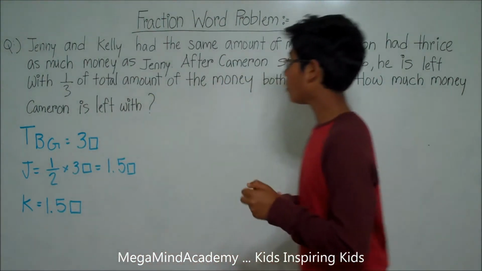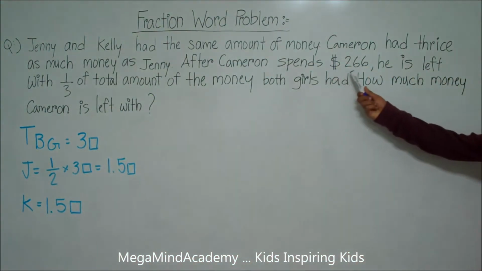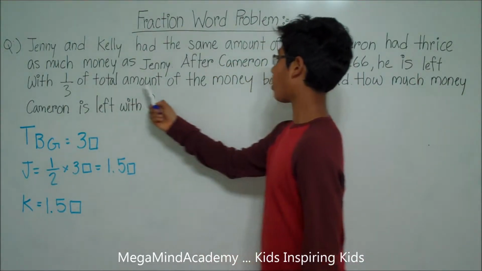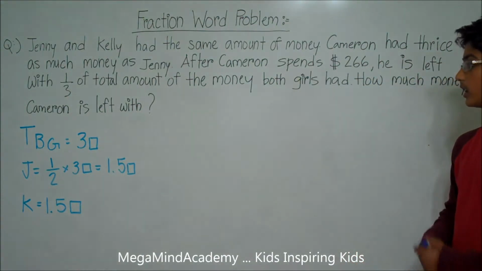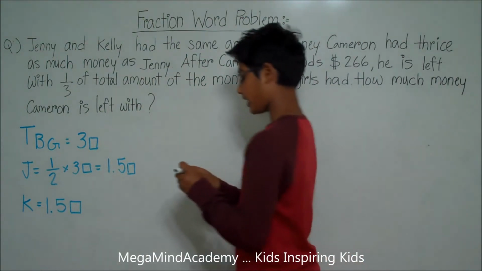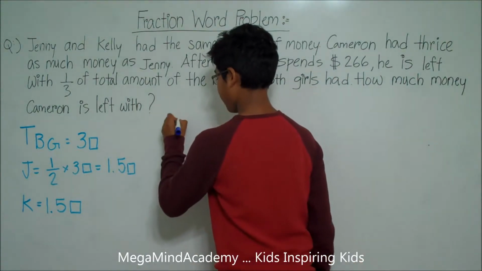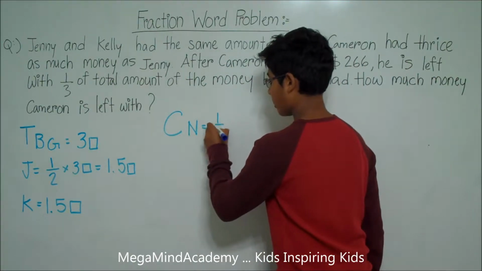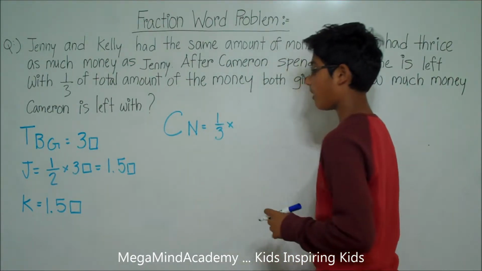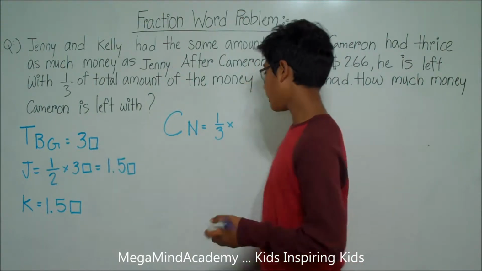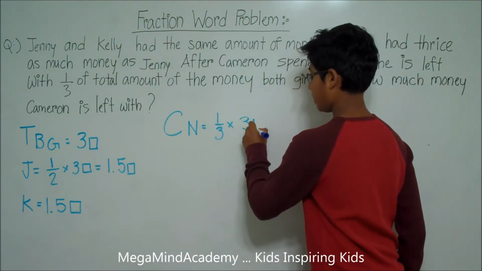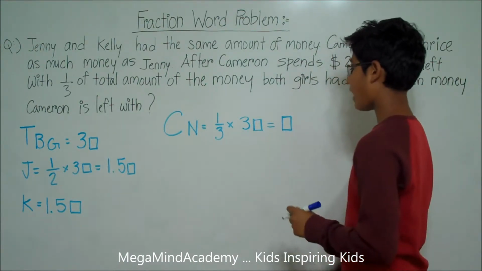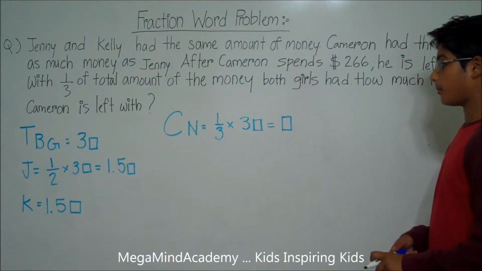Now, we know that after Cameron spends $266, he is left with 1/3 of the total amount of money both girls had. So, let's find out how much money Cameron has now. So, C for Cameron, N for now, is equal to 1/3 of the total amount of money both girls have, which is 3 units. So 1/3 of 3 units is equal to 1 unit. So Cameron now has 1 unit of money.